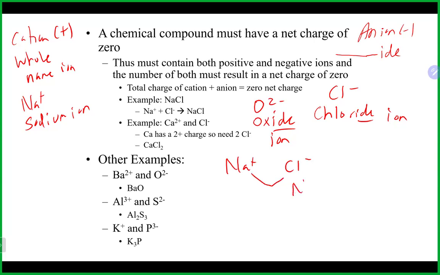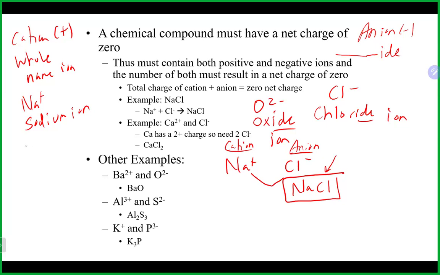We just need one of each of them, and we get sodium chloride as our formula for our ionic compound. When you write the formula for an ionic compound, it does not have a charge, but it is made up of two things that do have charges, which is a cation and an anion. So even though we write NaCl that does not have a charge on the formula, it is actually made up of two things that do have charges.